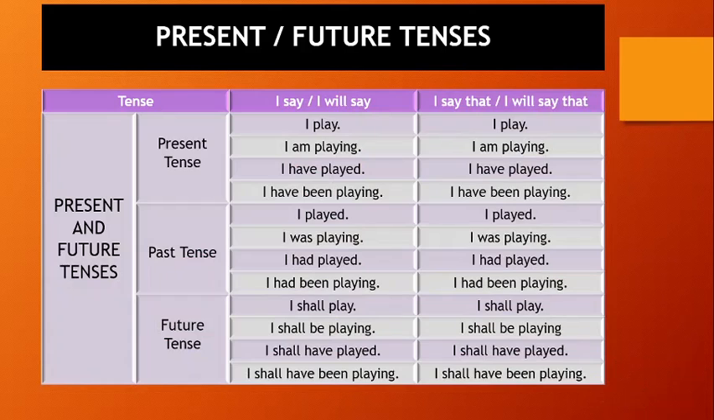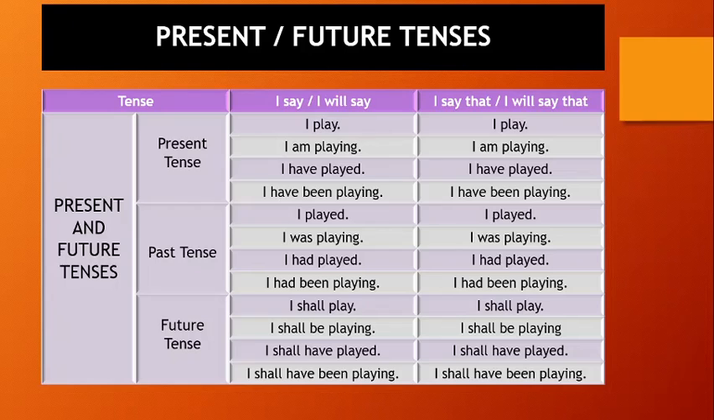So here in this chart, we can see that the tense has been divided into two categories. The first, present and future tense, indicates the tense of the reporting verb. The reporting verb is in present or future tense. Now, all the examples have been categorized in three segments: present tense, past tense, and future tense. So in the direct speech, I say or I will say, understand this, visualize this. The given sentence, I say or I will say, quotation, I play, will become in indirect speech, I say that or I will say that I play.